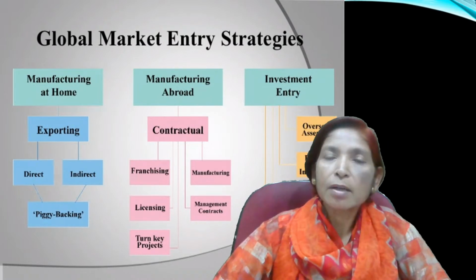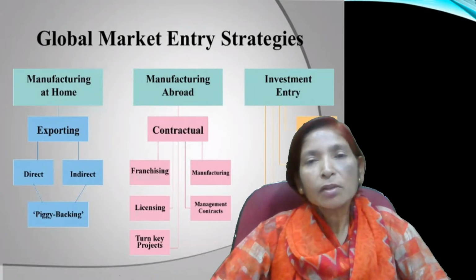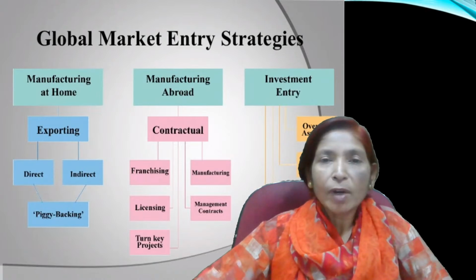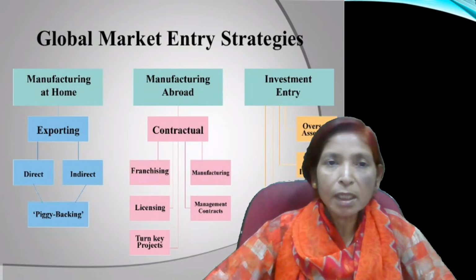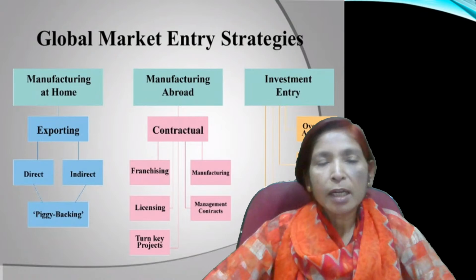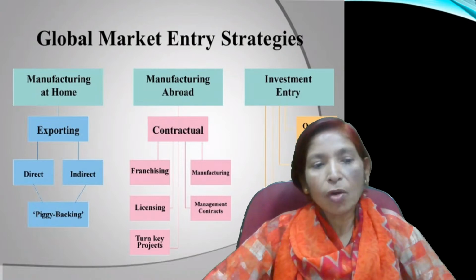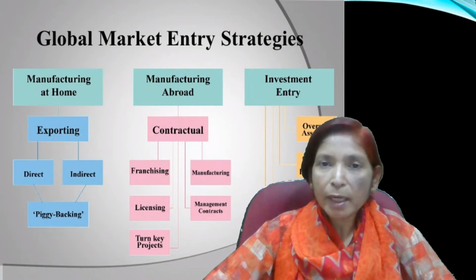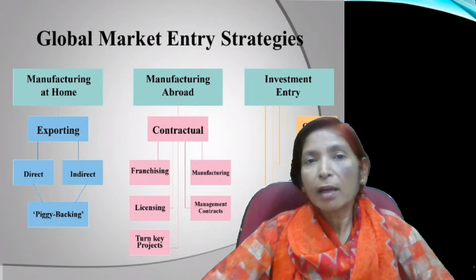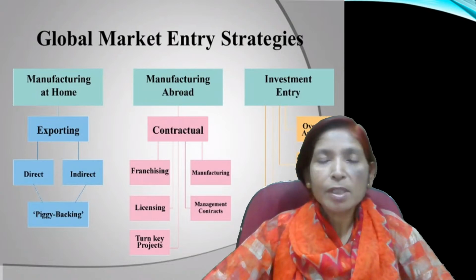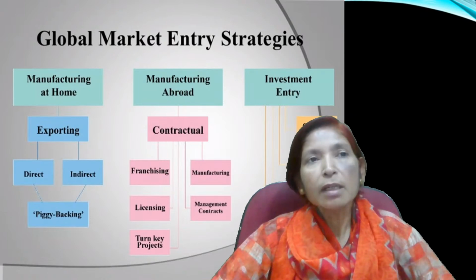So any business enterprise willing to enter the global market can follow these strategies. One is manufacturing at home, second is manufacturing abroad but entering contractually. If they are manufacturing the product in the home country, then by exporting directly or indirectly, or piggybacking, they can enter the global market, and through investment entry they can enter via FDI, overseas assembly, acquisition, and joint ventures. So these are the global market entry strategies.